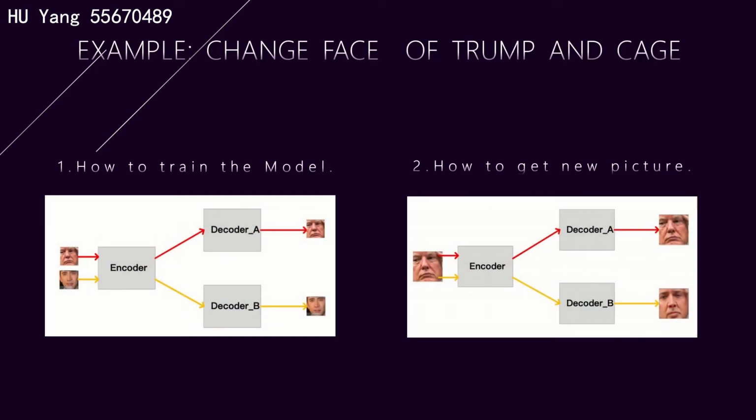For example, we want to exchange Trump's and Cage's faces. This graph shows the path of forward propagation. If we want to replace Trump's face with Cage's face, we'll use 2 Trump's face images to do encoder-decoder B operations, and we can see Trump's face was replaced by Cage's face, and the same for Cage's face.